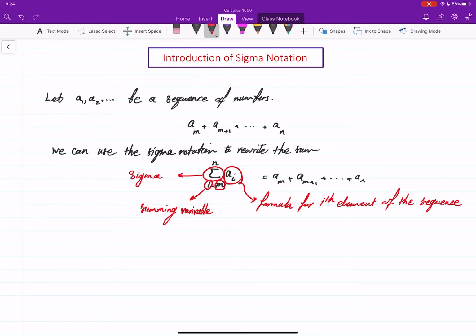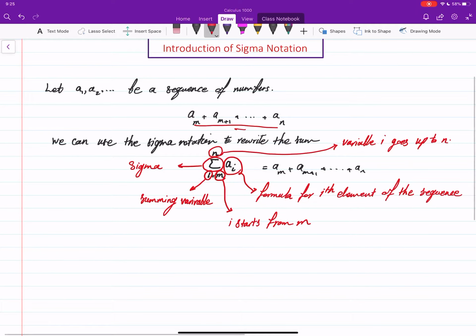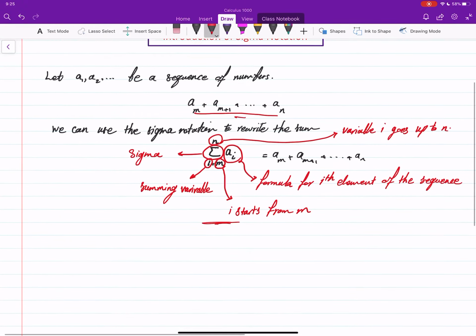And what is this one? This is the starting point: i starts from the index m, and the index goes up to n. Instead of using these cumbersome notations, which are difficult when you have complicated cases, you have a very simple and nice notation, sigma notation.